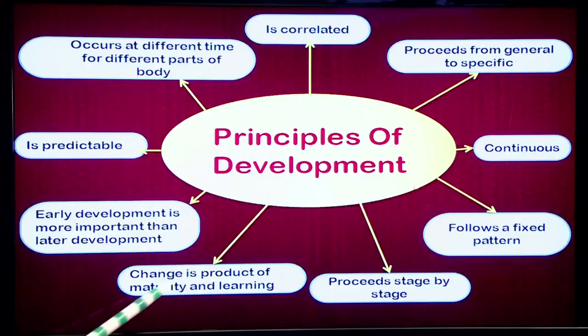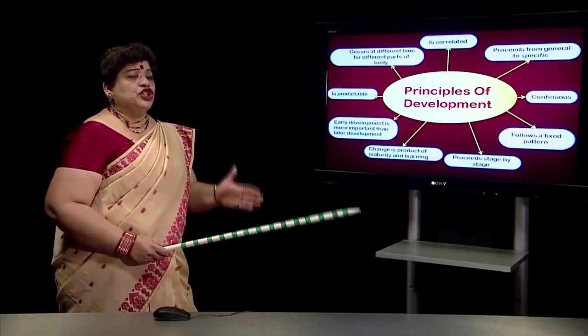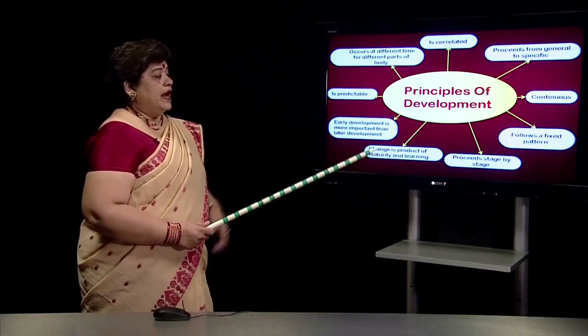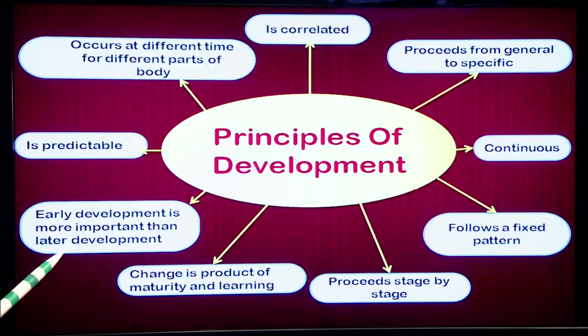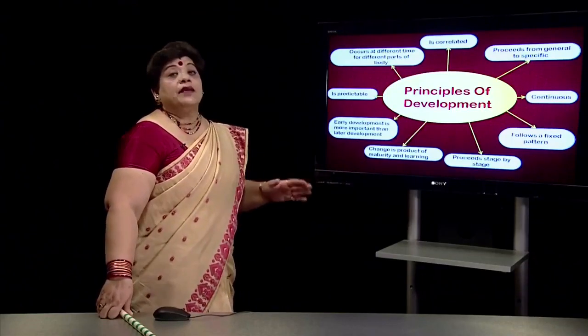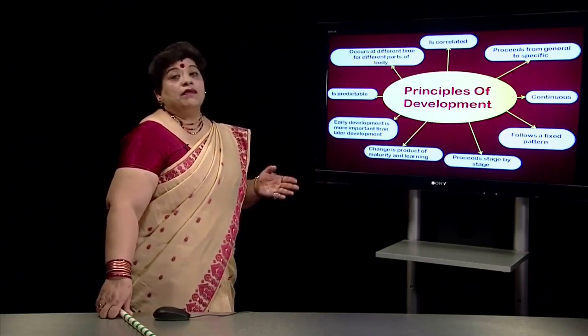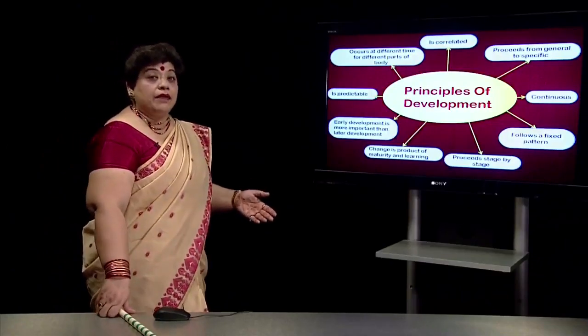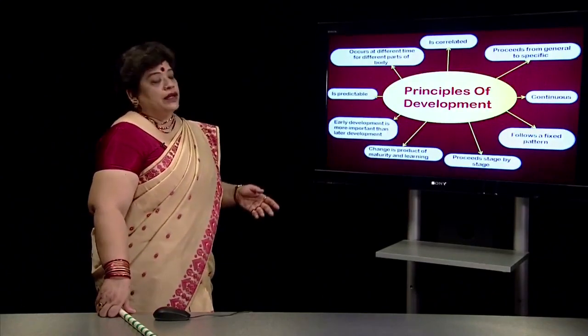Development, the change, is a product of maturity and learning. We have discussed earlier that there has to be maturation and learning. Only when the child is ready and mature, bodily mature, and if learning environment is provided, then the development will happen. Early development is more important than later development. We all know that maximum development takes place in the age group of 0 to 5 years. And if the child has been given adequate environment, adequate learning opportunity, then maximum development can be achieved from 0 to 5 years. Next phase when the development again happens at a very rapid rate is during adolescence.